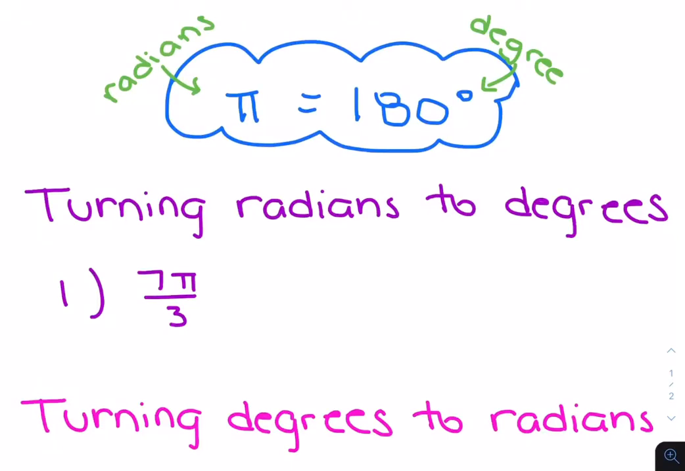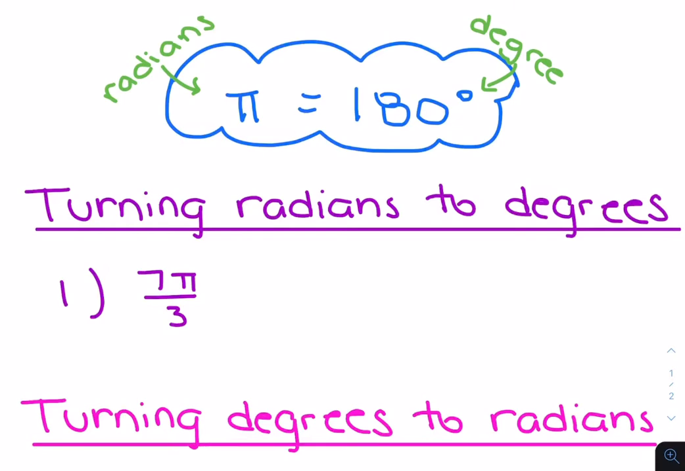So in this video, I'm going to be showing you guys how to turn radians into degrees and also how to turn degrees to radians. And we're going to be doing that by using the fact that pi, 1 pi, which is represented by radians, is equal to 180 degrees. And to do this, you can actually take this proportion and multiply it to whatever you're trying to turn it into. So let's start off with turning radians to degrees.